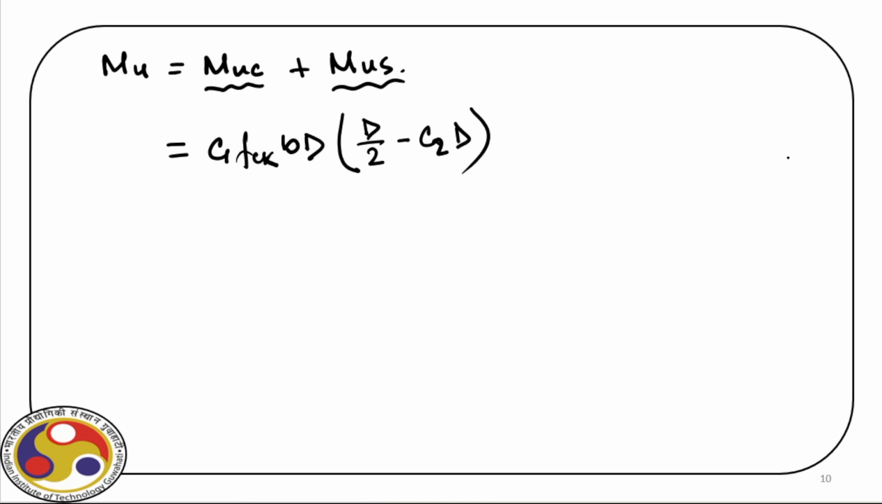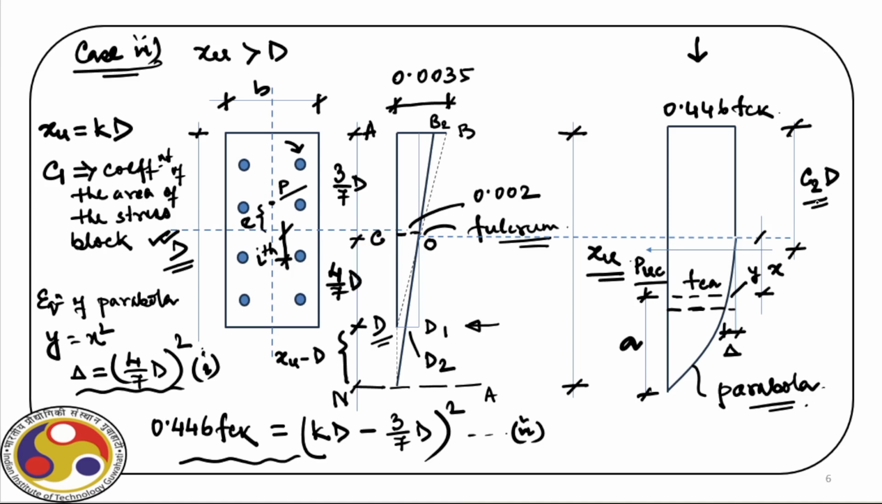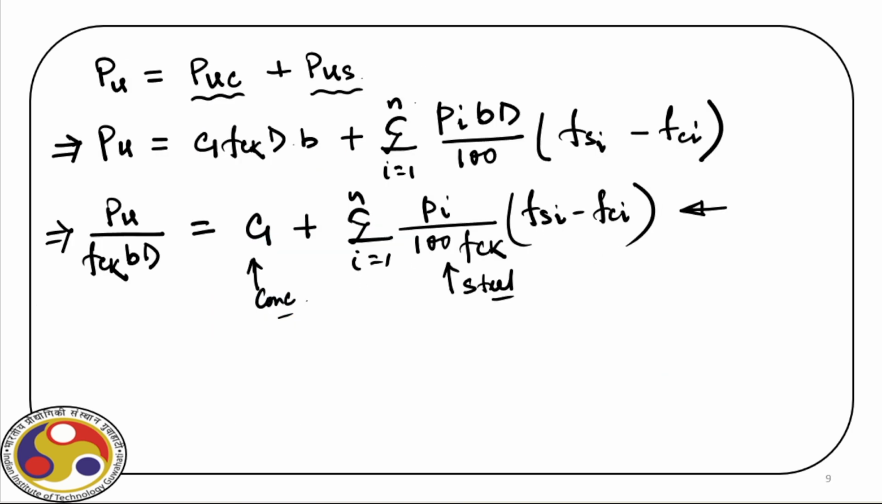So we take the moment. Let me write the moment about the neutral axis. Let us again go back to this. Here is the neutral axis. We know C2D, so we can easily quantify the lever arm about the neutral axis. We know the distance of this CG from the extreme fiber under compression, that is C2D, and we can easily quantify the lever arm about the neutral axis. So that's what we have done here.